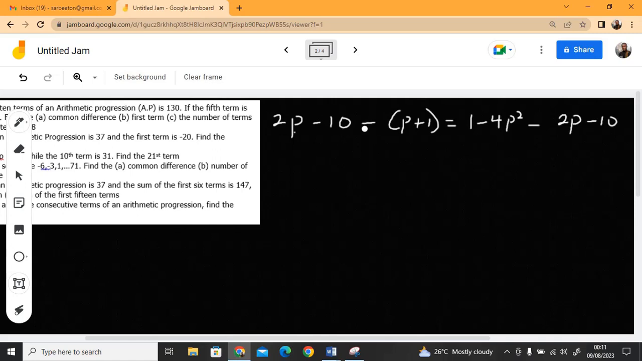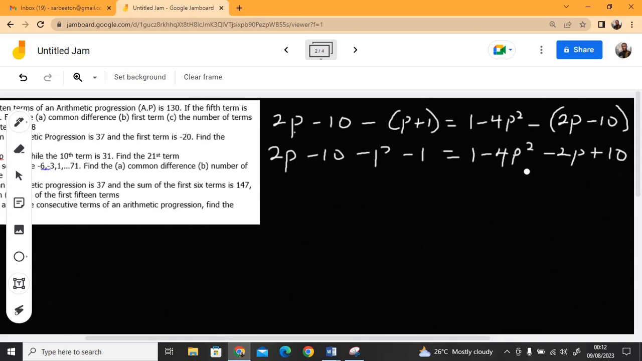Now this thing is minus, you have to be very careful. This one is also a binomial, so the minus affects both of them. So we have 2p minus 10, minus times p is minus p, minus times plus 1 is minus 1, equals to 1 minus 4p squared, minus times 2p is minus 2p, minus times minus is what? Is plus 10.